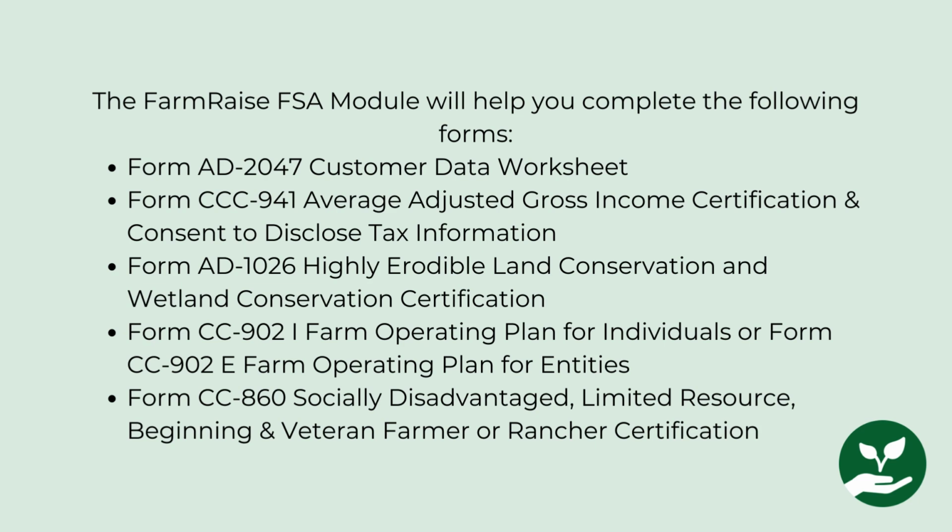So you will be filling out Form 80-2047, the Customer Data Worksheet, Form CCC 941, the Average Adjusted Gross Income Certification and Consent to Disclose Tax Information, Form 80-1026, Highly Erodible Land Conservation and Wetland Conservation Certificate, Form CC 902I, Farm Operating Plan for Individuals, or if you are an entity, you will be filling it out for the Farm Operating Plan for Entities, Form CC 860, Socially Disadvantaged Limited Resource Beginning and Veteran Farmer or Rancher Certification.